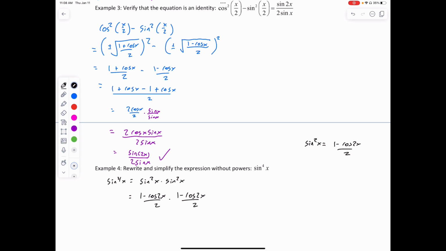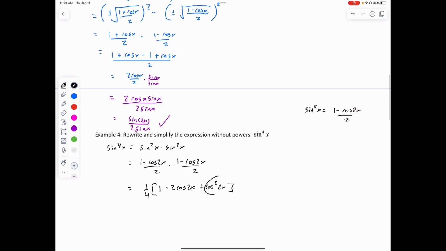It does say to simplify, so what this problem is going to ask me to do next is say, okay, let's multiply these together. 2 times 2 is 4, so 1/4, and if I multiply these out, I have to distribute. I get 1 minus 2 cosine of 2x plus cosine squared of 2x. So because they wanted me to rewrite and simplify, that simplification caused me to have a square here that I still need to simplify further. So what am I going to do for that?